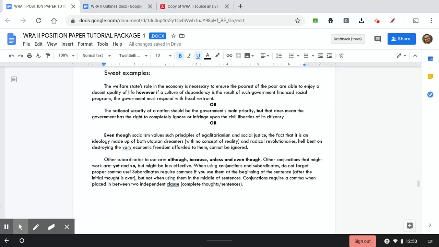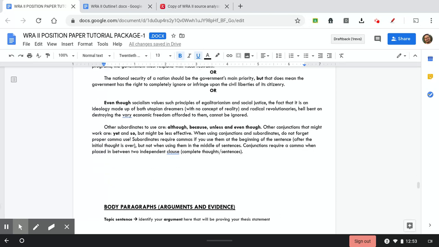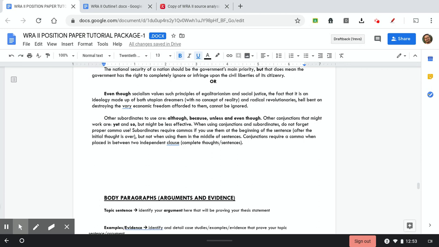When using conjunctions and subordinates, do not forget proper comma use. Subordinates require commas if you use them at the beginning of a sentence, so after the initial thought is over, but not when using them in the middle of sentences. Conjunctions require a comma when placed in between two independent clauses, or complete thoughts and sentences. That covers our first paragraph.